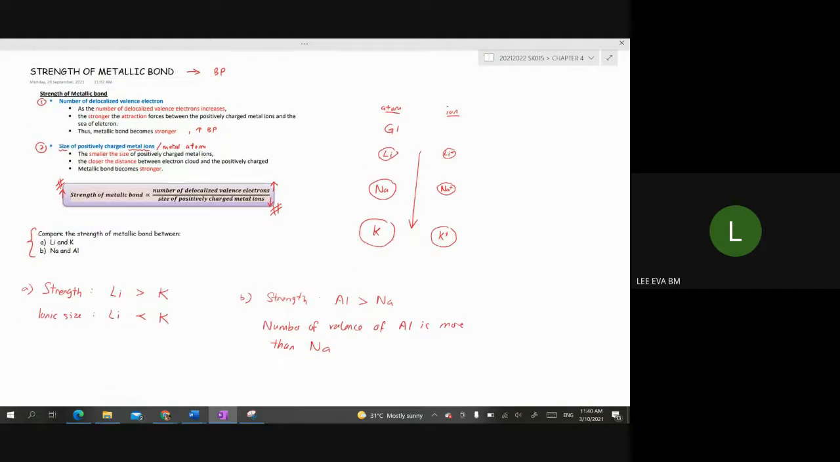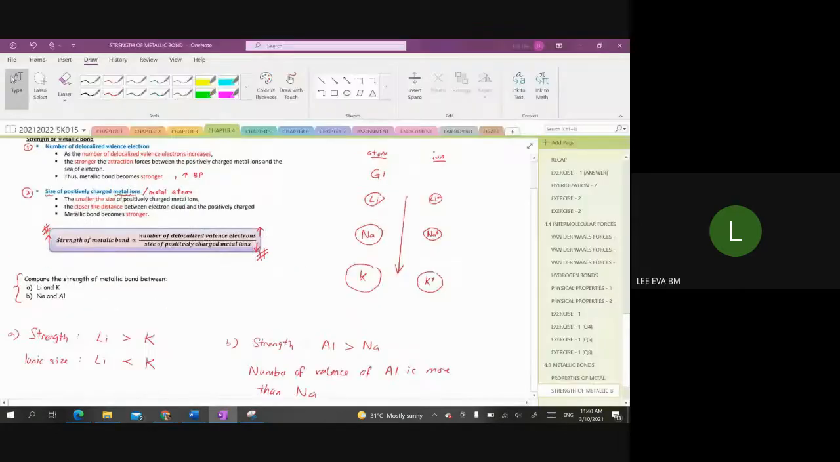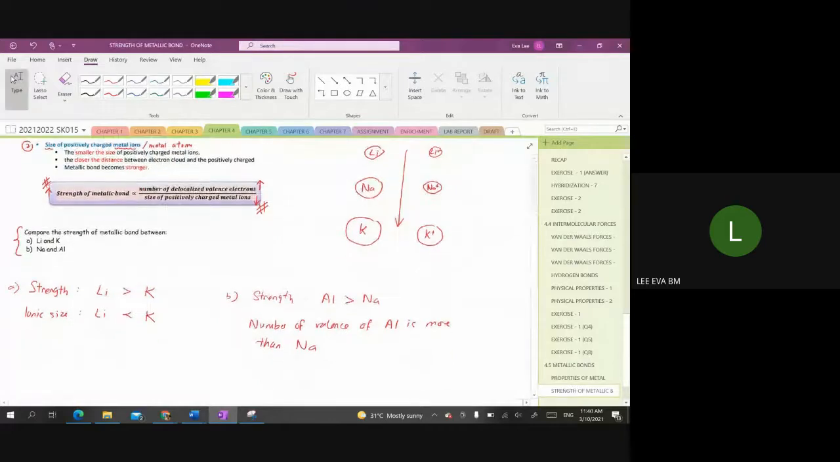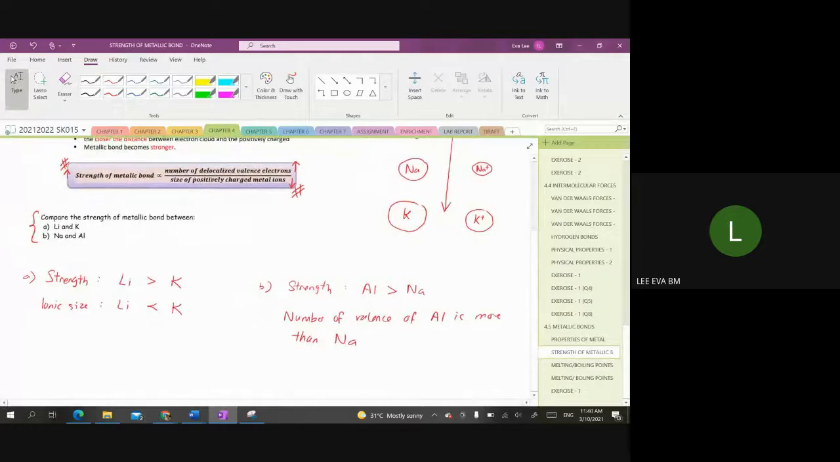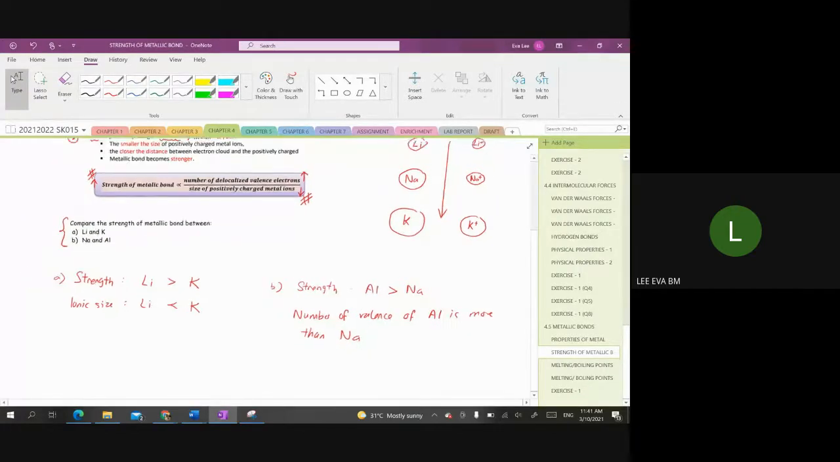Up to here, you can follow, right? It is simpler than intermolecular forces in 4.4. Okay? Alright, so you can jot down the answer and we'll proceed to the next one. Let me know when you have done, okay?